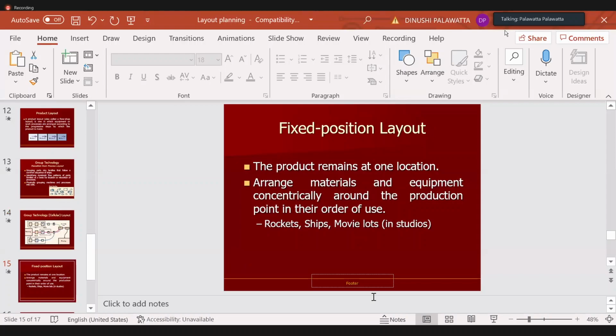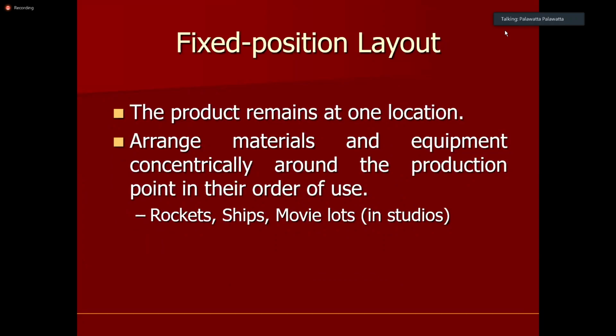And then we're going to fixed position layout. In fixed position layout, the product remains at one location. Arrange materials and equipments concentrically around the production point in their order of use. Examples are rockets, ships, movie lots, airplanes. For example, ships in the dockyard. When one ship is built, it is thrown into the sea, and then the next one starts.